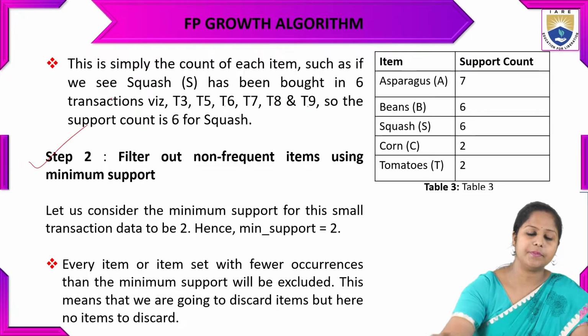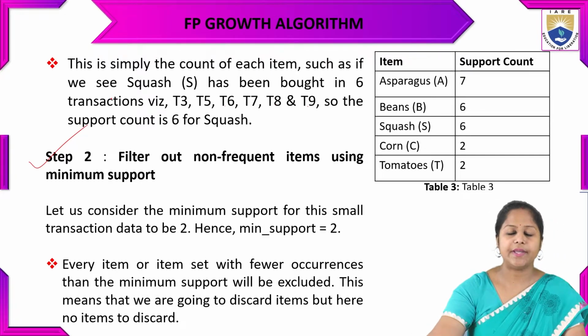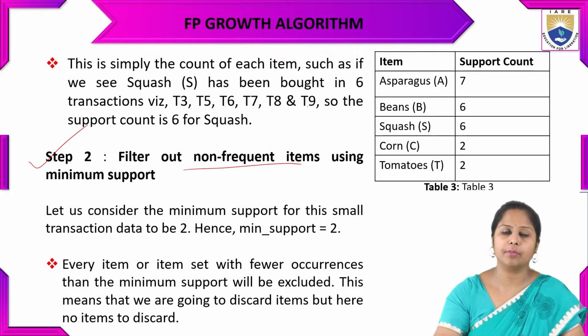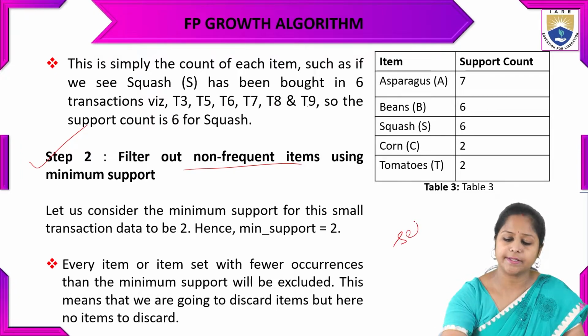In the next step, step 2, we have to filter out the non-frequent items using the minimum support, because we have to remove the non-frequent items from the list. We have to discard those item sets which are less than what we have set. That is, we have to set the minimum support for each of the transactions.